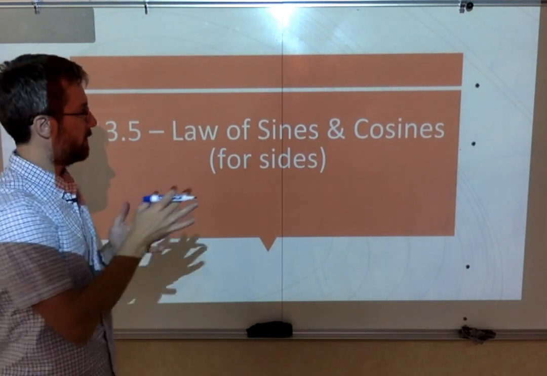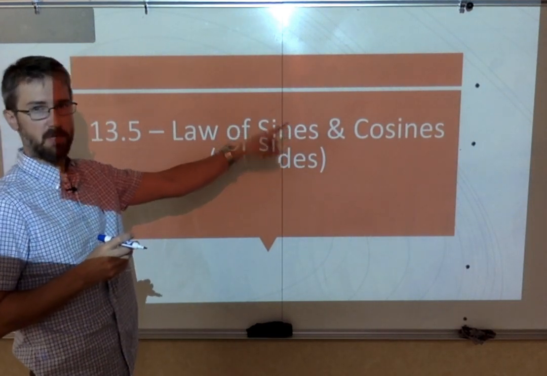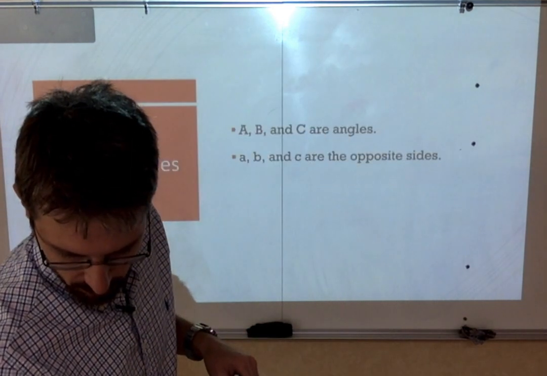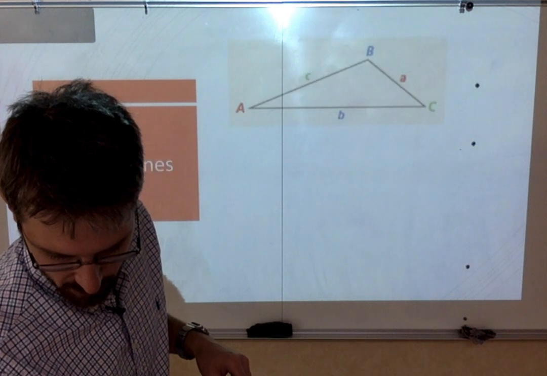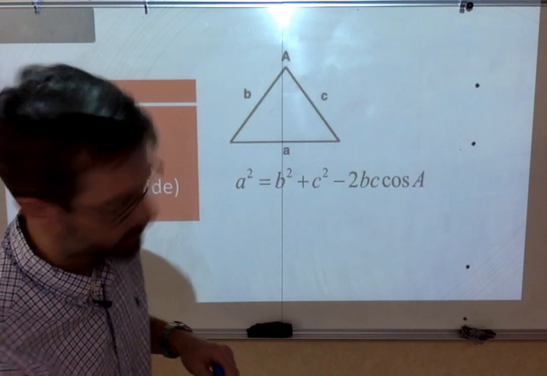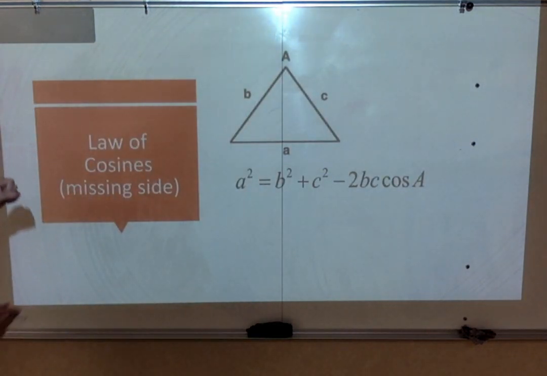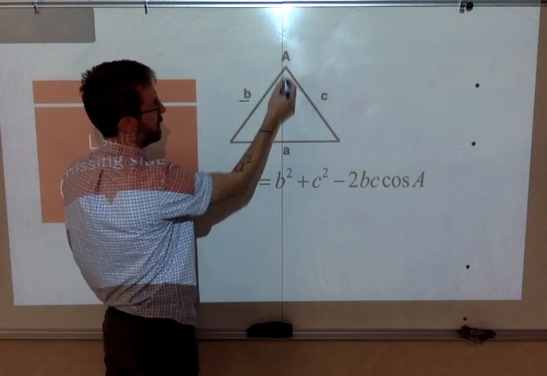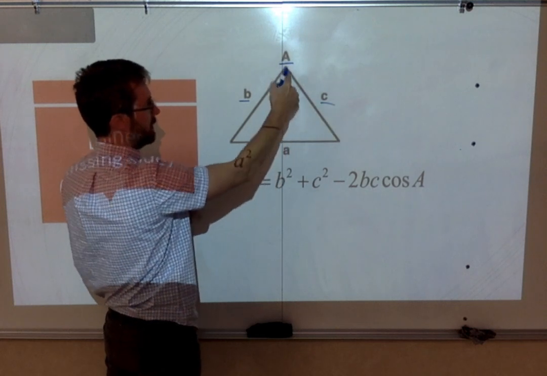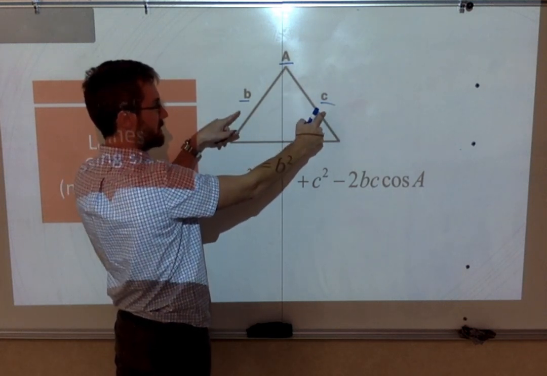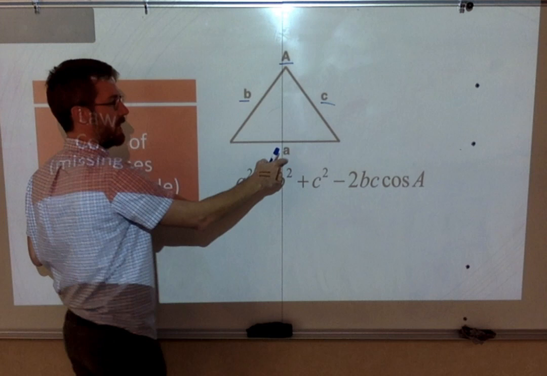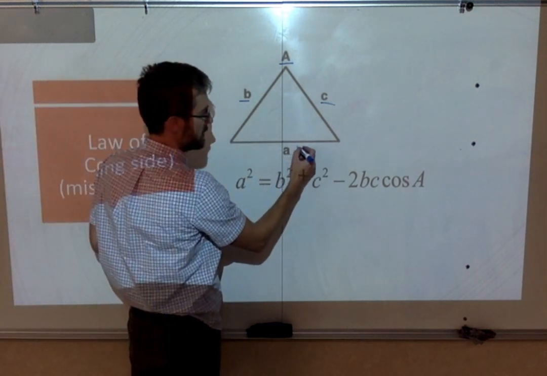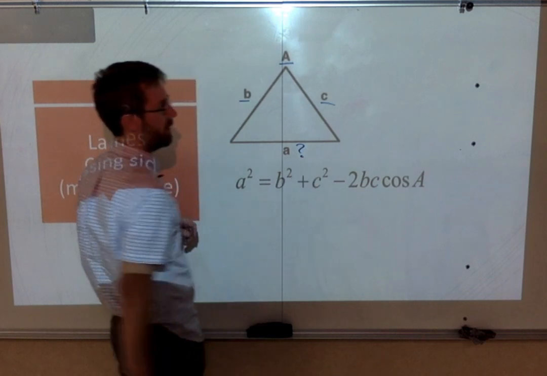All right, here's the second part of the lesson using the law of cosines. So here is the law of cosines. If I have an angle and its two adjacent sides, I can use that information to find the opposite side. So what I'm trying to do with this, in terms of finding a side, is figure out that side there.